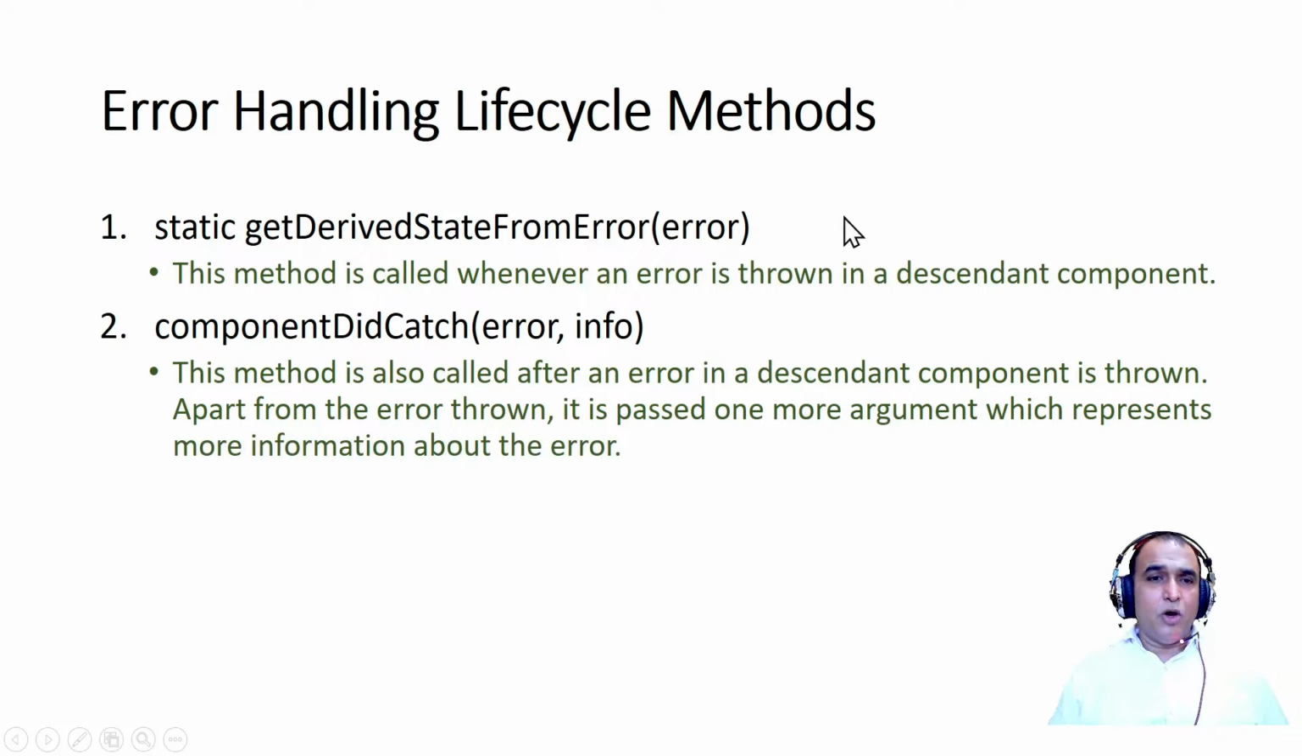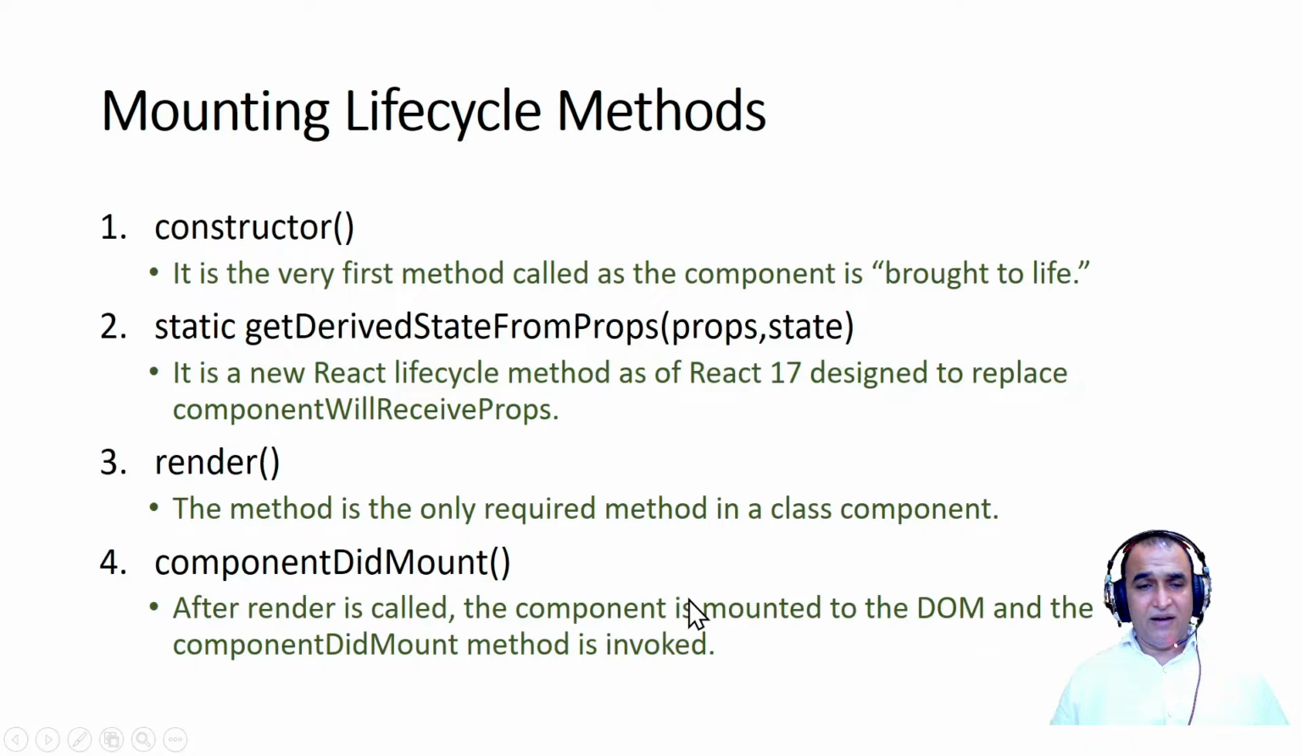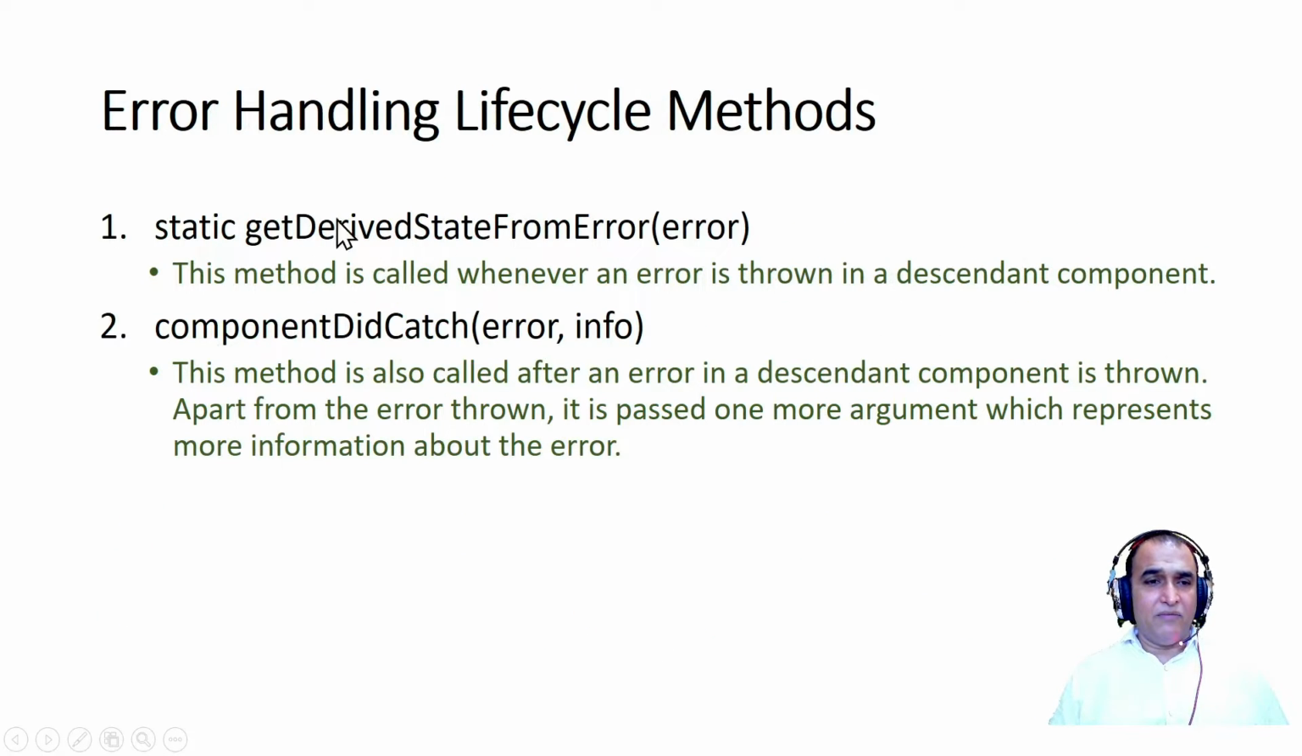Now we have the optional phase of error handling here. Remember this diagram, if we have any error in these 3 phases, then we have a 4th phase, that is called error handling. In error handling we have 2 methods: getDerivedStateFromError. This method is called whenever an error is thrown, and it has 1 parameter, error. That means by this method we can display what error occurred within a component.